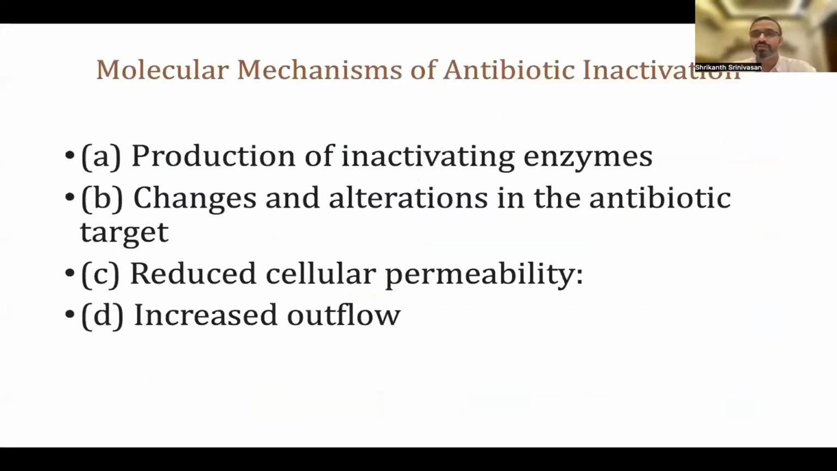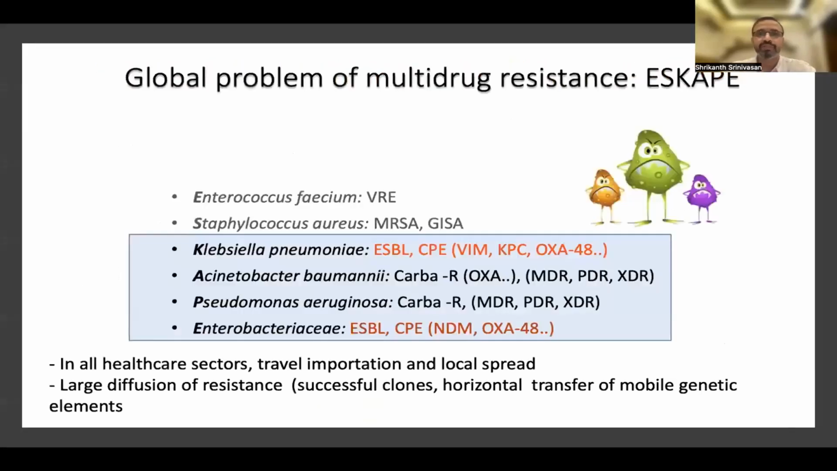So the future looks bleak, especially when there are advanced molecular mechanisms of antibiotic inactivation by these bacteria. These may include production of inactivating enzymes, penicillinases, carbapenemases, beta-lactamases, alteration in the antibiotic targets, reduced cellular permeability, and production of efflux pumps leading to increased outflow, or ejection, of the antibiotics from the cell. So these are the primary 4 mechanisms of resistance of bacteria.